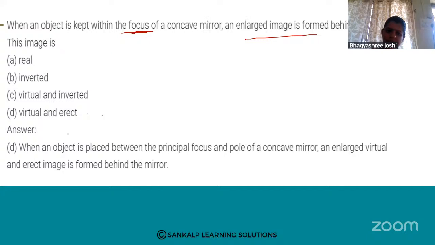Behind the mirror, so that is virtual and erect. When an object is placed between the principal focus and the pole of a concave mirror, that means between F and P, then you are observing the image behind the screen, that is virtual and erect. Remember, an enlarged virtual and erect image is formed behind the mirror. Therefore, option D is right here. Reason is this one.